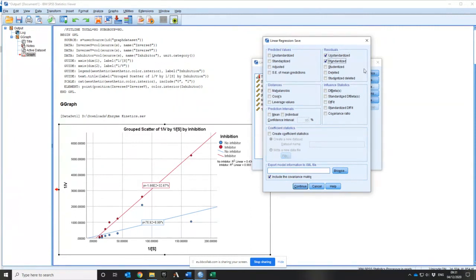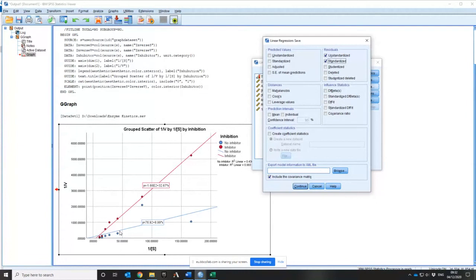Unstandardized will give you the actual number, the difference between where the line predicts the value of y should be for that value of x, and where your actual value of y is. So that will give me the height here and the height here. Whereas if I standardize it, it will move the differences between all of them to have a mean of 0 and a standard deviation of 1.